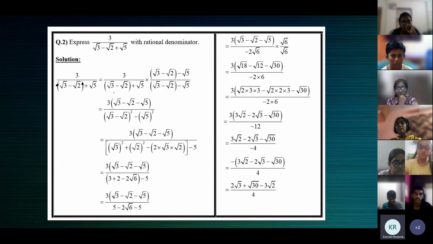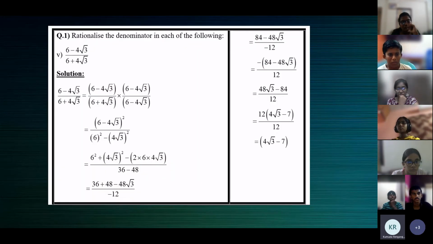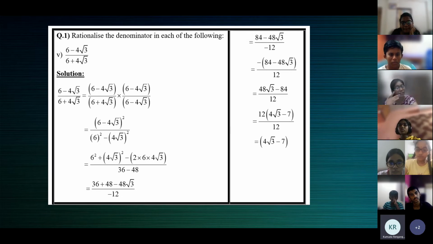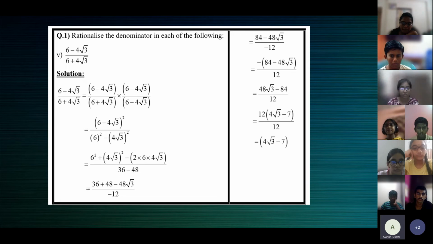What you need to do is, see, all the while we've been having only two terms in the denominator. In these expressions, we had only two terms in the denominator. So it was easy to write the conjugate. So far, in the denominator, we had either one term or two terms. Now we have three terms.